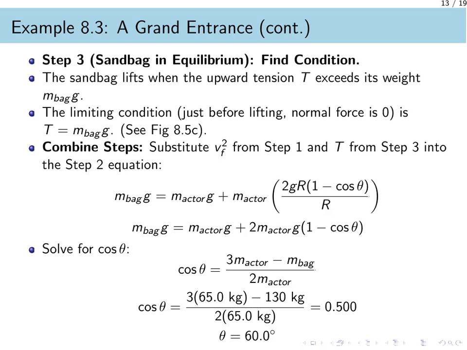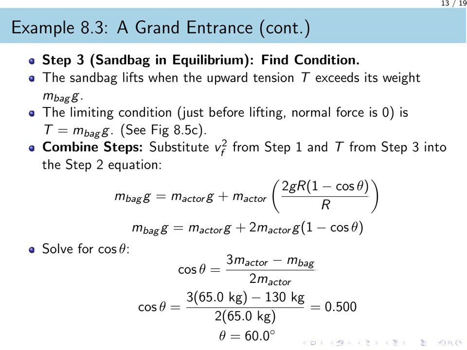Now we can combine all three steps. We take the tension equation from step 2 and substitute two values into it. First, we replace the tension T with the sandbag's weight, m_bag times g. Second, we replace the actor's final speed squared with the expression we found in step 1, 2 g r times the quantity 1 minus cosine theta. This gives us one large equation. We can cancel g and r from all terms, and then solve for cosine theta.